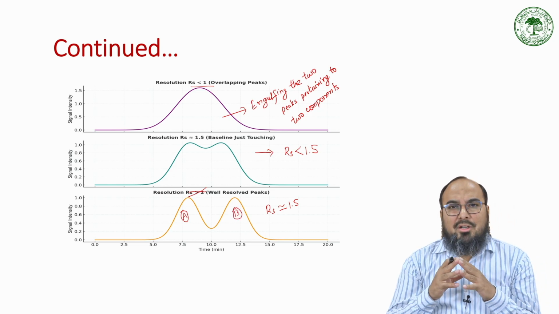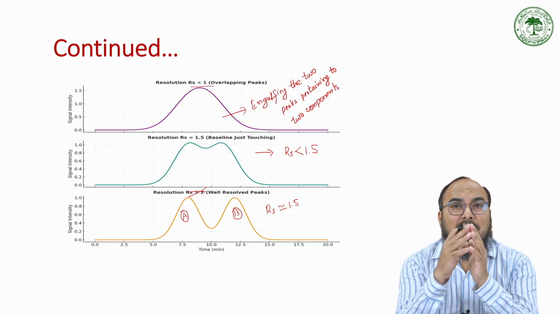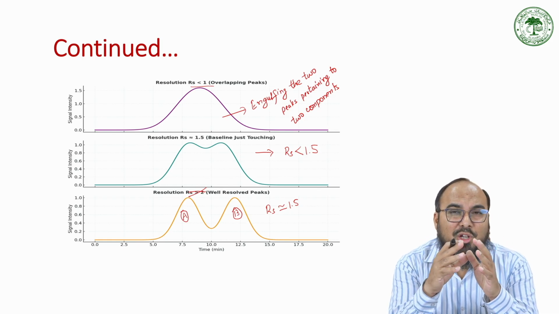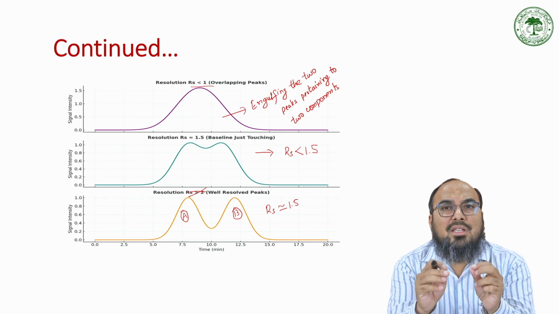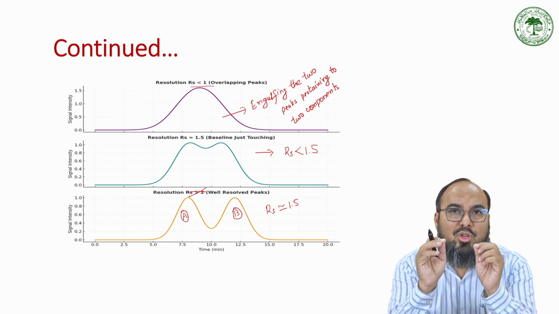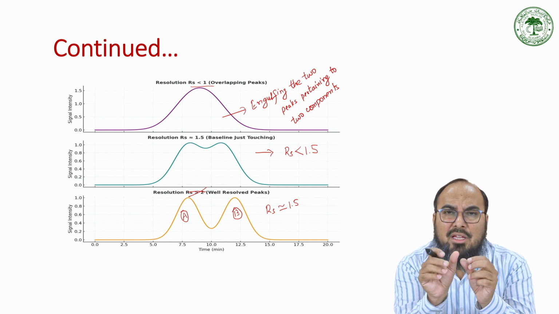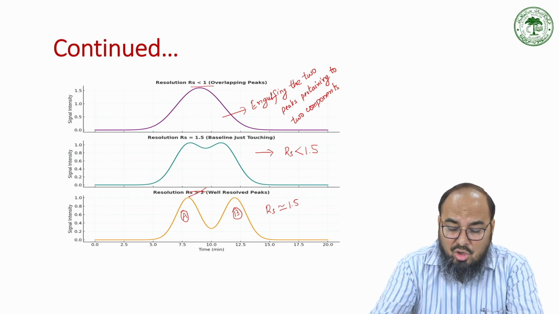And this resolution is important because it not only tells you that the two components are eluting at the same time, but it also creates a situation where you cannot quantify the two components specifically. So for quantification, you have to have well resolved peaks, because the area under the peak tells you the quantity of that particular component present in the mixture. So you have to make sure that your peaks are well resolved and the width of the peak should be as narrow as possible. Ideally, the peak should be Gaussian type.